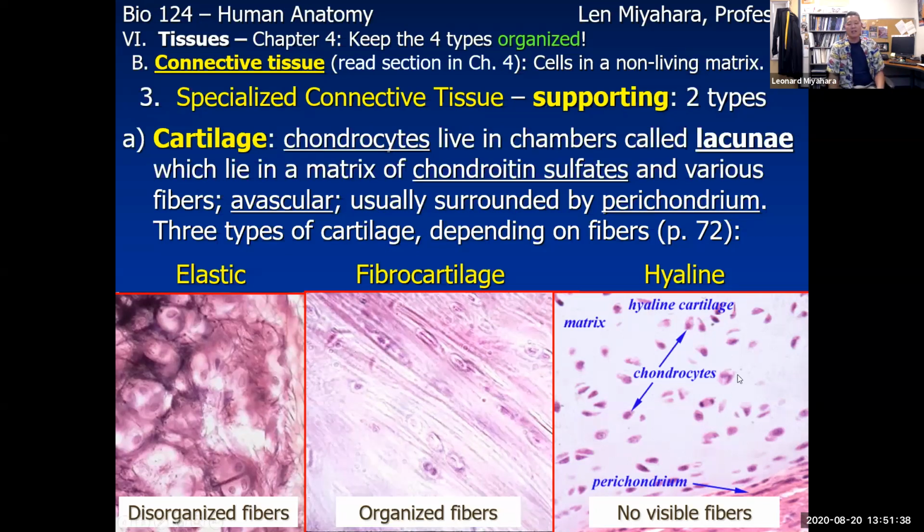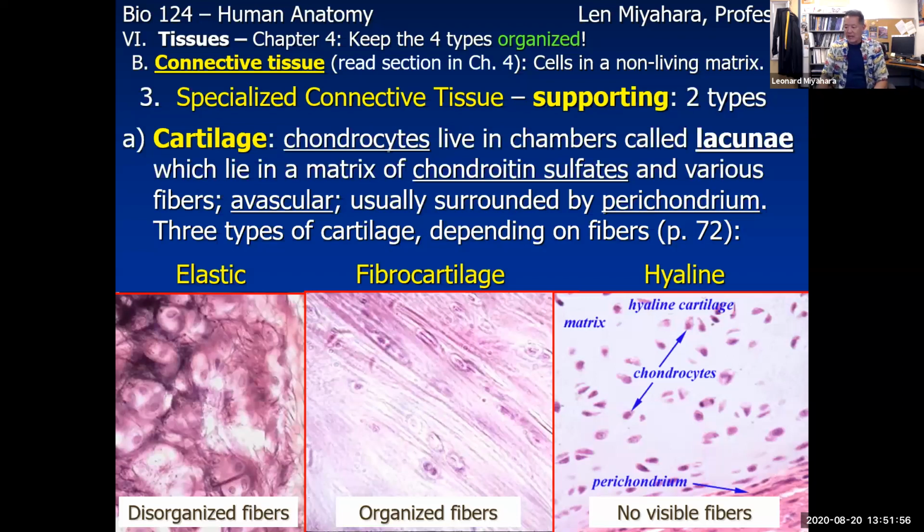If you do not see fibers, there actually is collagen, but it's so sparse you can't see them. So if you cannot see fibers, it looks like cells in lacunae stuck in jello. That's hyaline cartilage, 2 words.